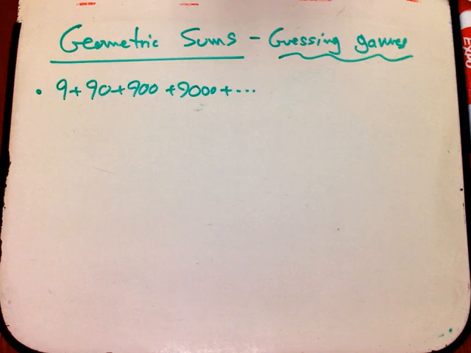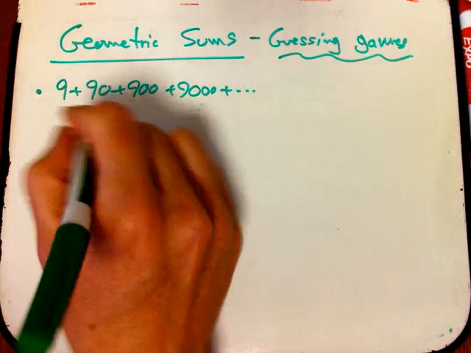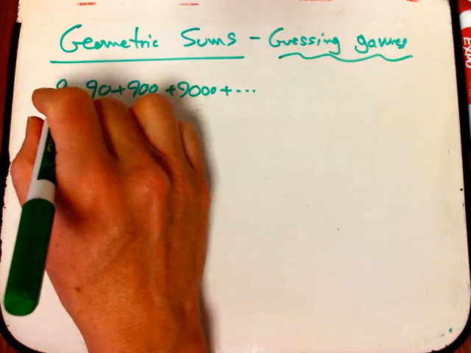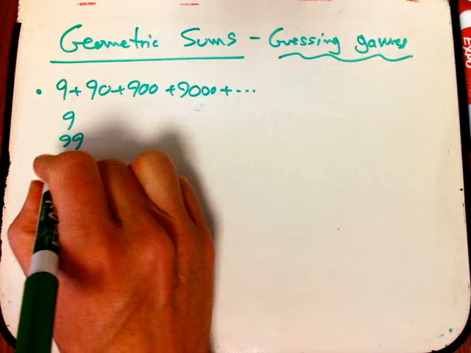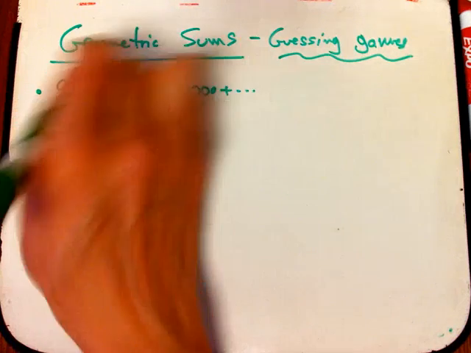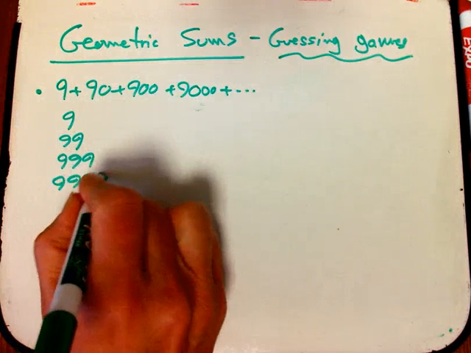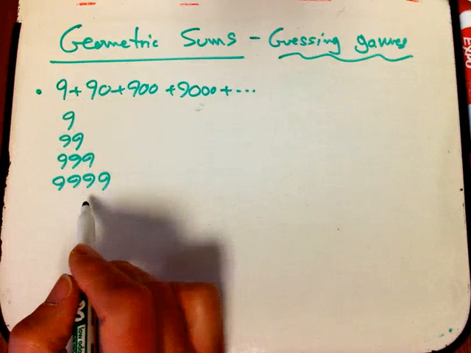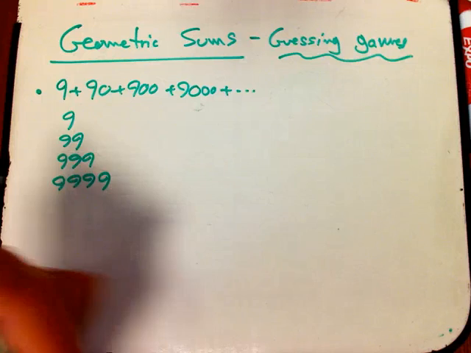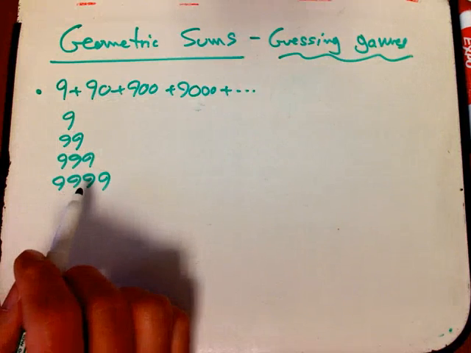9 plus 90 plus 900 plus 9,000. So if you look at the partial sums, you get 9. Then if you sum the first two, you get 99. Sum the first three, you get 999. Sum the first four, you get 9999. Why are these so special? What's so cool about these numbers? Pause the video if you want to guess yourself.